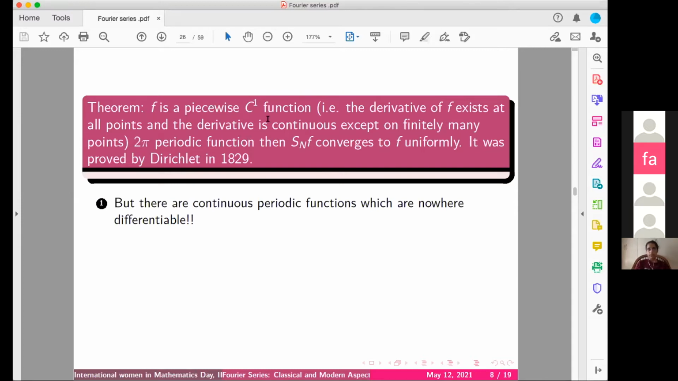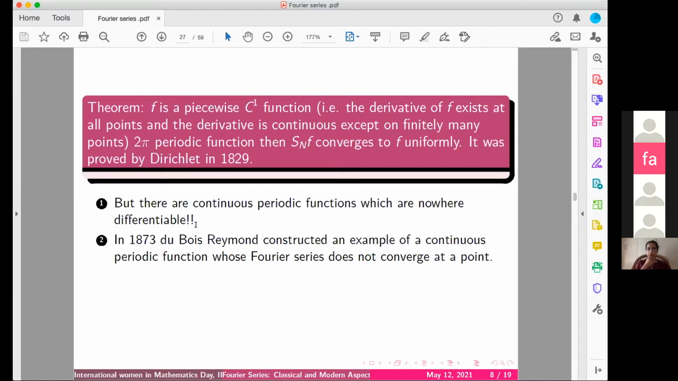So you see here, this theorem demands some sort of regularity of f, right? Because we need it to be differentiable, and also the derivative has to be continuous except at finitely many points on the interval minus pi to pi. But many of you might have seen in your first course in analysis that there are continuous periodic functions which are nowhere differentiable, right? So there is a whole class of those functions. So this certainly gives you an answer, but only a partial one.